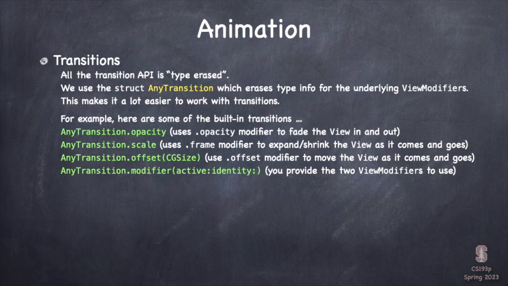Offset's an interesting one. That's how it would fly off screen. So offset just takes it from where it is and offsets it by a certain amount. You get to specify how much. There's also things like move to the edge, where it'll fly off to the top edge or the right edge or the bottom edge, etc. And of course, you could define your own transition using this modifier version, which has the active and identity view modifiers, the 2 sides of the pair that it's going to use for the before and after of the transition. So you can define your own, even just using this type erased thing there.